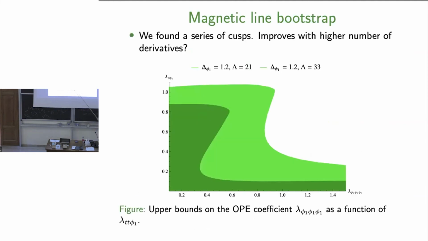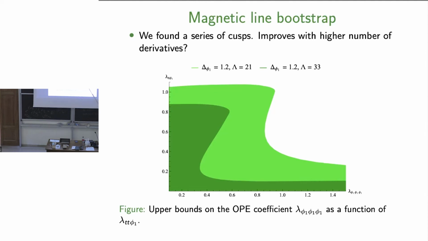And this is what we find. This is the same color grading as before. Light green means good numerics, dark green means even better numerics. And as you see, there is this intriguing cusp that the numerics doesn't want to disappear. So the question is, why is this cusp there? It seems that with better numerics, it's getting even sharper. Is there a theory living there or not? And more importantly, is it the magnetic line defect that we were looking for?